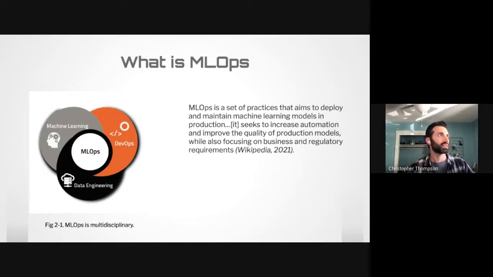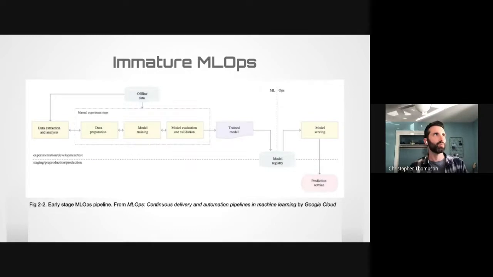And it's the collision of data engineering, machine learning, and DevOps. So it's like this conglomeration of all of those practices. It borrows a little from everything to coordinate these models in production. And so this is what an early or immature MLOps solution might look like, right? We have some offline data.